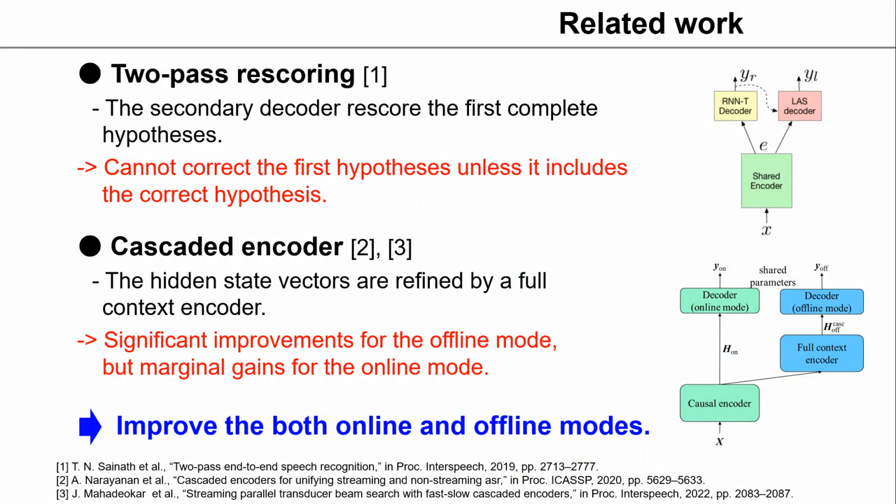The hidden state vectors are refined by using a full context encoder, but in this paper, the authors reported that they observed significant improvements for the offline mode, but marginal gains for the online mode. So we try to improve both the online and offline modes.